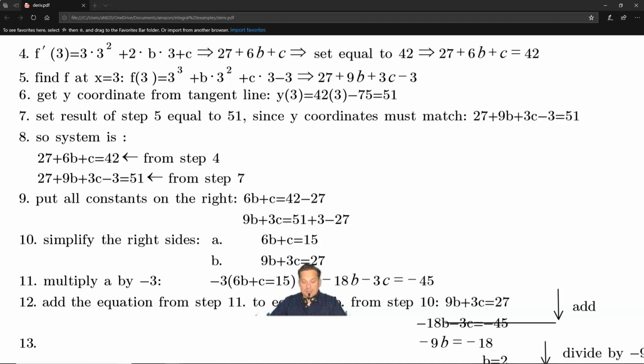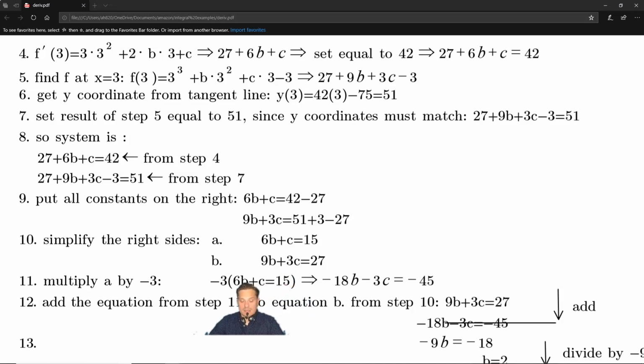What I'm going to do to continue is take equation A, which is 6b plus c equals 15, and multiply by negative 3. That's going to give me negative 3 times 6b plus c equals 15. Why am I doing that, by the way? Well, it's simple. It's because in equation B I have a positive 3c, and I want to be able to add the equations and cancel one of the variables.